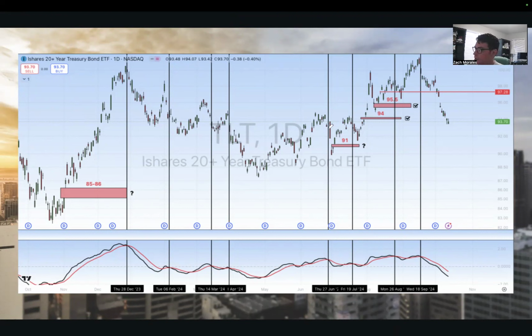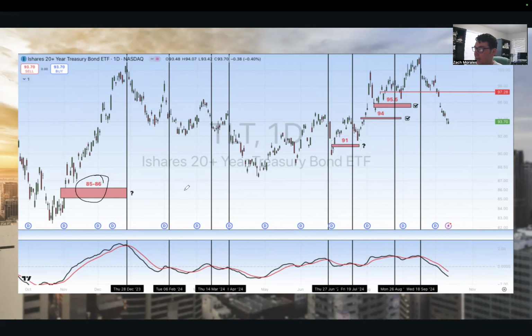We know that TLT typically moves lower. But previously on the sell signals, we've been recovering after a few days. These are the last three sell signals right here from the daily MACD, and they were very short selling periods. They did not last longer than a week. And so the question was, is this going to be an extended selling period? And that's exactly where we're at. TLT has filled the 94 gap down, the 95.50 gap down, and we still have another gap down at 91 and 85 to 86.